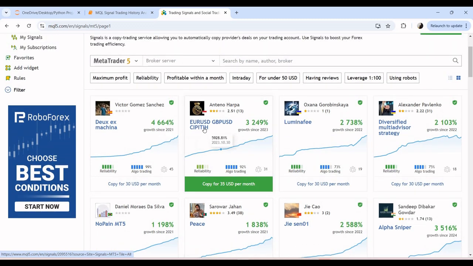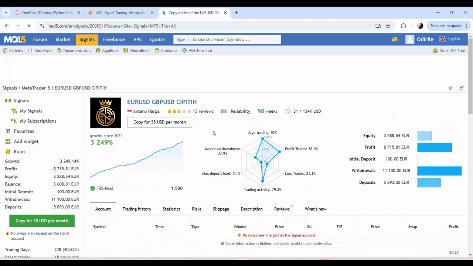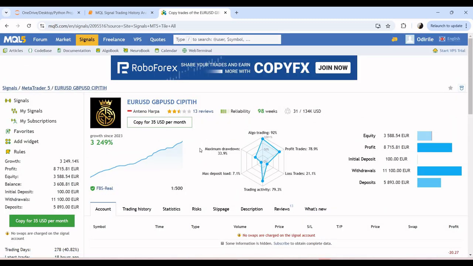So, for example, here we have a signal priced at 35 USD per month to copy, and we have the description, and we see that it's had over 3000% growth since 2023, so in the past 2 years. So obviously the appeal of this is the high profits, and the question would be, how are these high profits achieved?